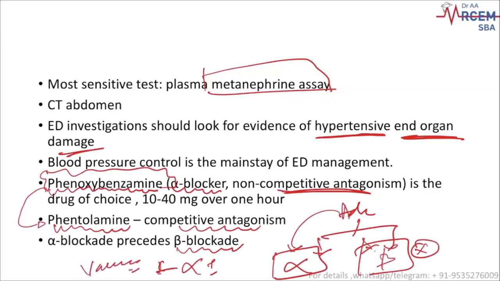So reflex hypertension will develop because of severe vasoconstriction. That's why you need to give an alpha blocker before you give a beta blocker. That is an important point you need to remember.